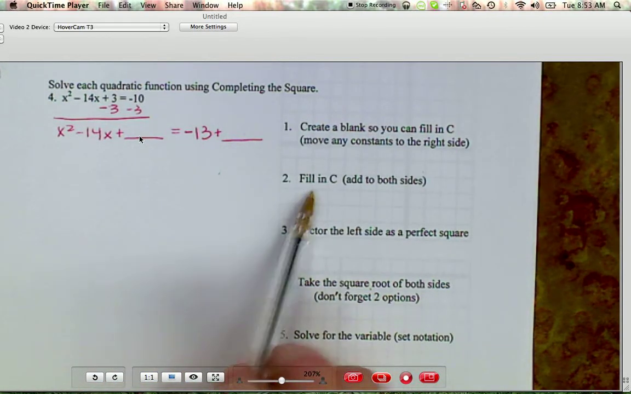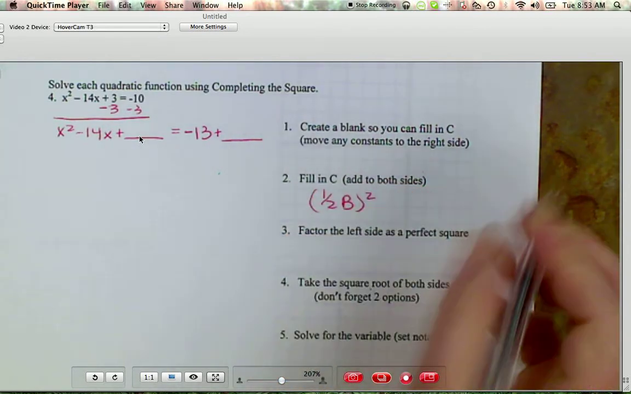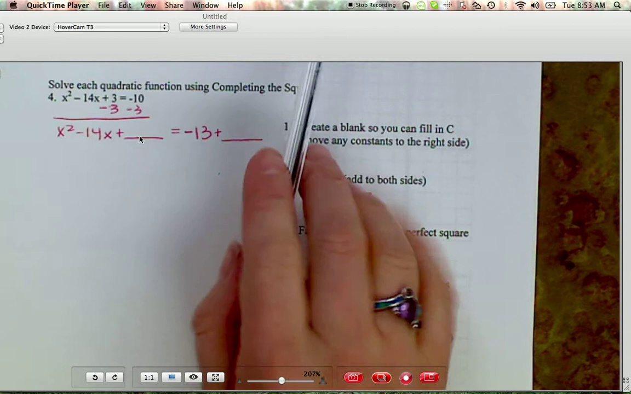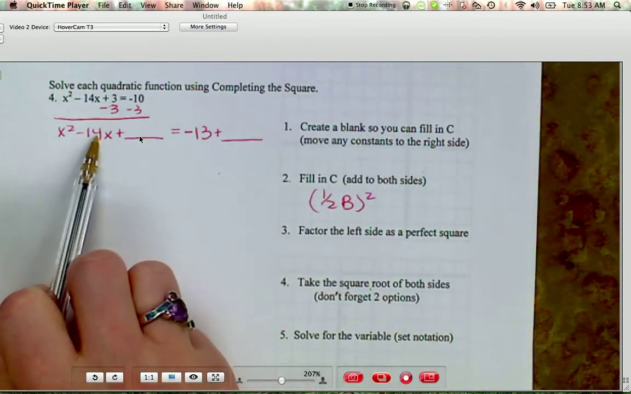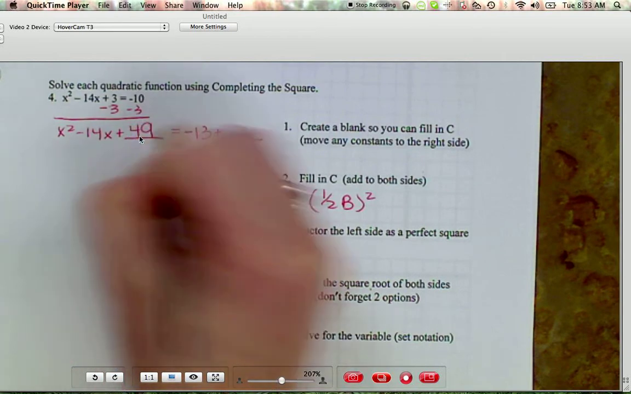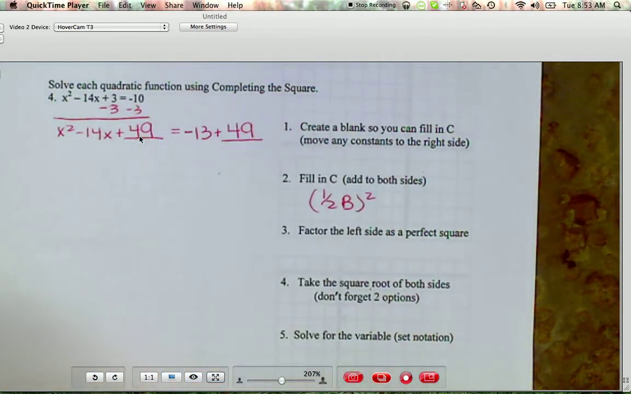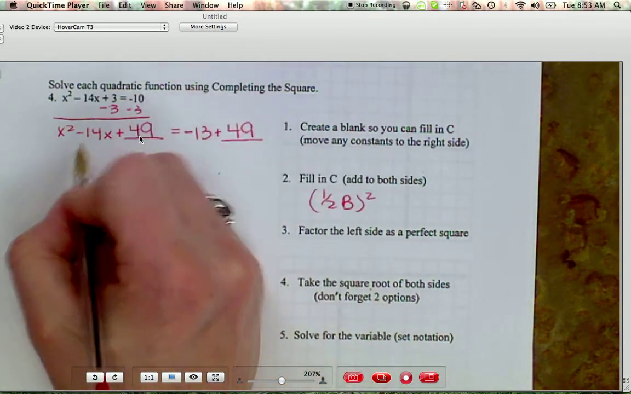Now when we fill in the C, remember we're just taking half of B and then squaring it. So that's the same steps that we did above. Half of 14 is 7. 7 squared is 49. If I add 49 to the left side, I have to add 49 to the right side. Now let's see how this whole problem finishes.